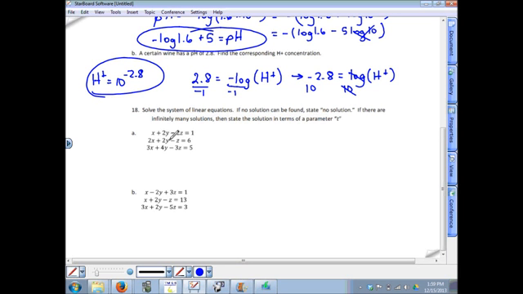So on part A, notice here that we have a value of 2y and a value of 2y. So if you multiply the top equation by -1, you get negative x minus 2y plus 2z equals -1. Middle equation can stay the same, 2x plus 2y minus z equals 6. If we add those, y's cancel, and you're left with x plus z equals 5.